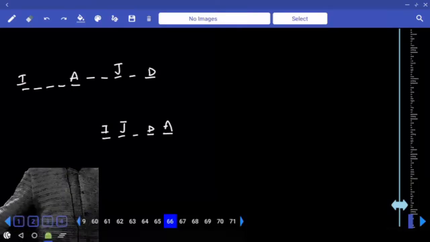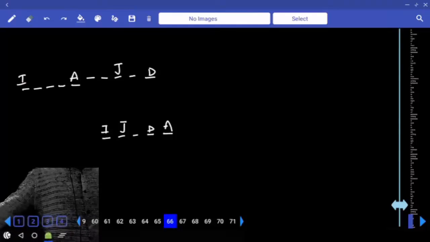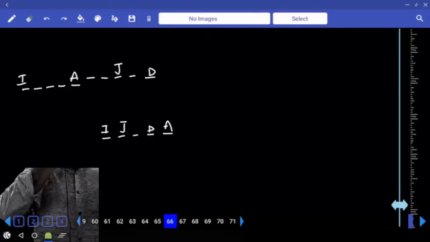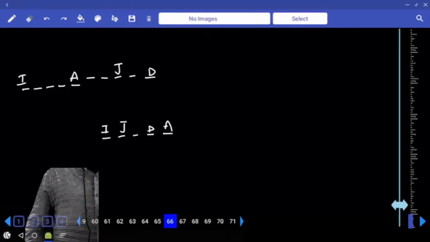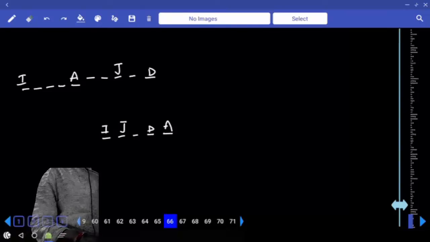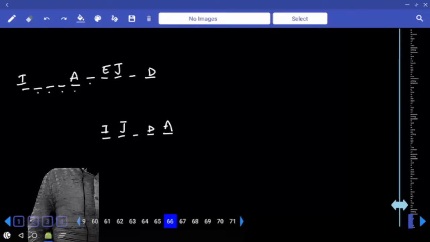I. Done? Next. 5 people are sitting between I and E. E is to the right of I. Right of I. 1, 2, 3, 4, 5. This is E. And the right side of I, 5 people. This is E.